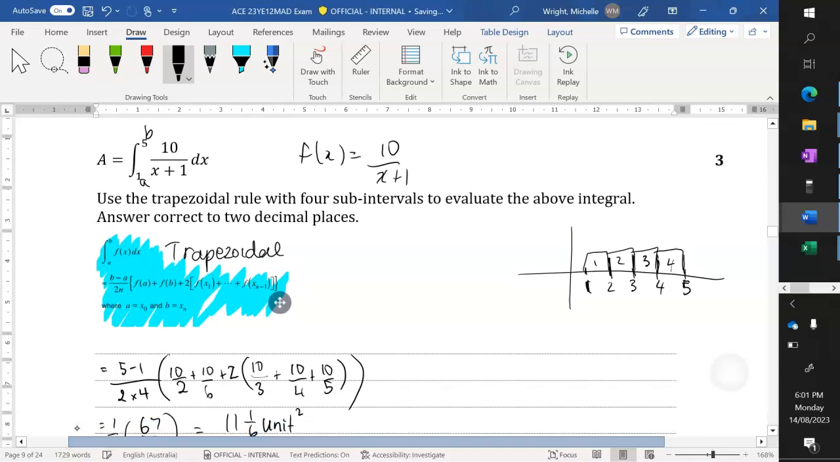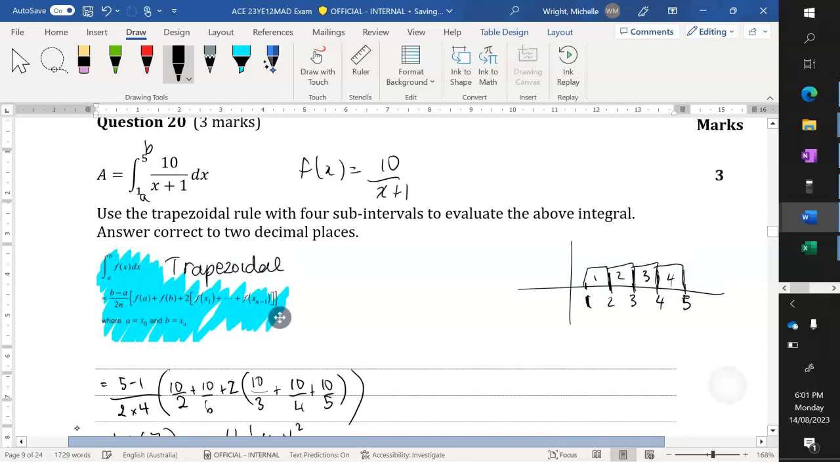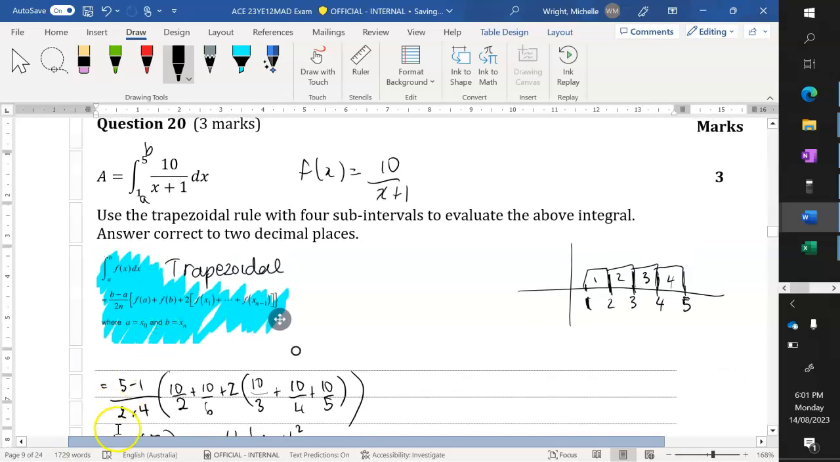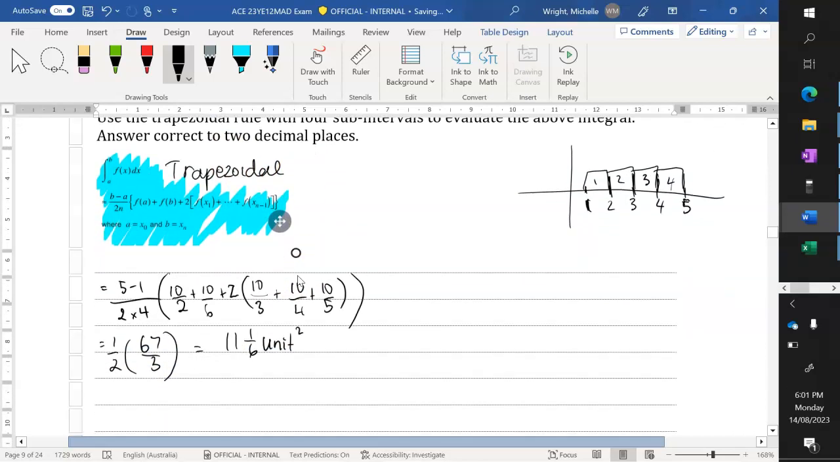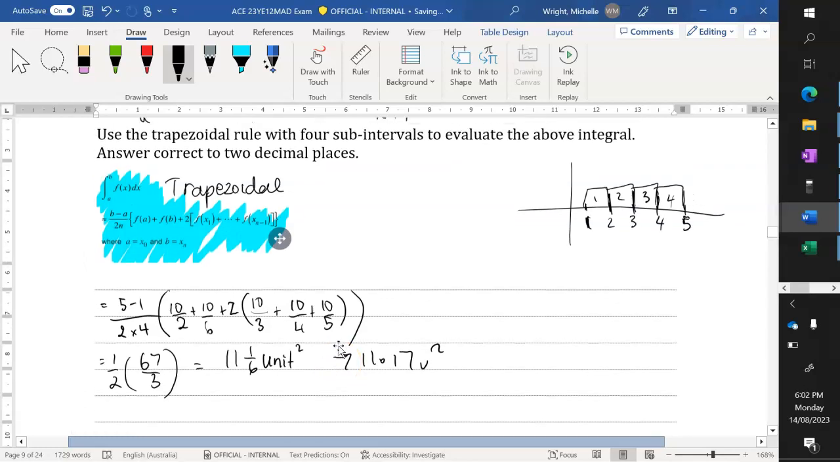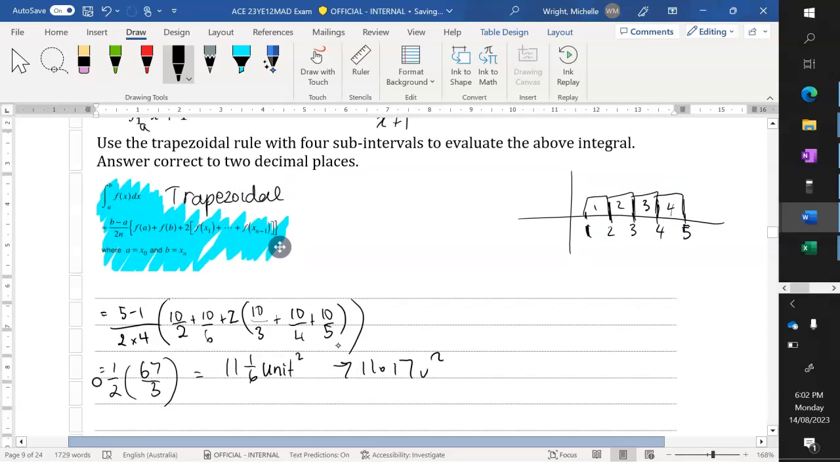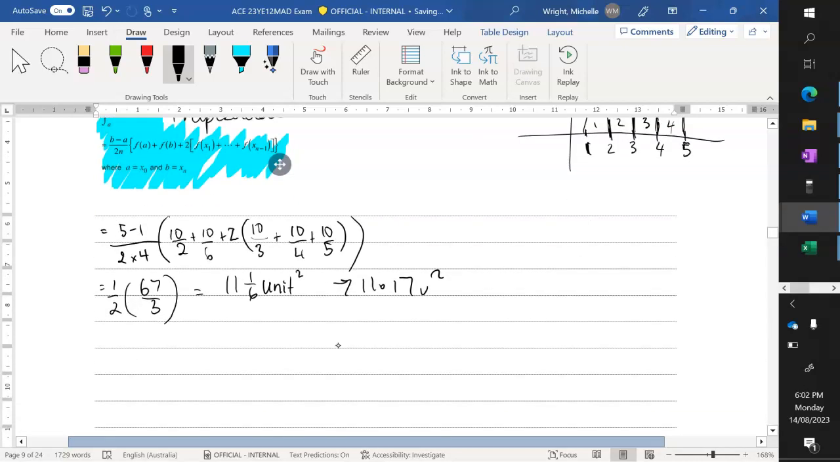So for 3 marks, you needed to show me that you could get a number out the front here that was correct, that you knew how to substitute in properly, you had the right number of integrals. It said to 2 decimal places, so I was actually looking for a decimal answer, which is 11.17 units squared. And to get a mark, if you at least showed me that you knew what you were doing and you gave it a good go, you would have got a mark for that.